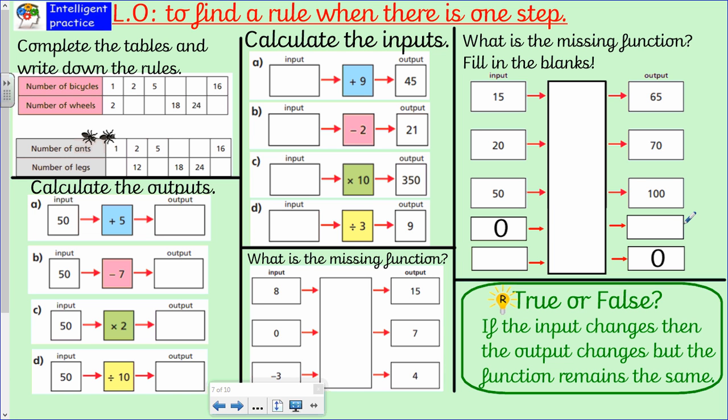There are then some missing boxes to fill in. If the input is 0, you do the function that you've worked out. What's the output? If the output is 0, do the inverse. What's the input? True or false? If the input changes, then the output changes, but the function remains the same. Just a little true or false one at the end there.